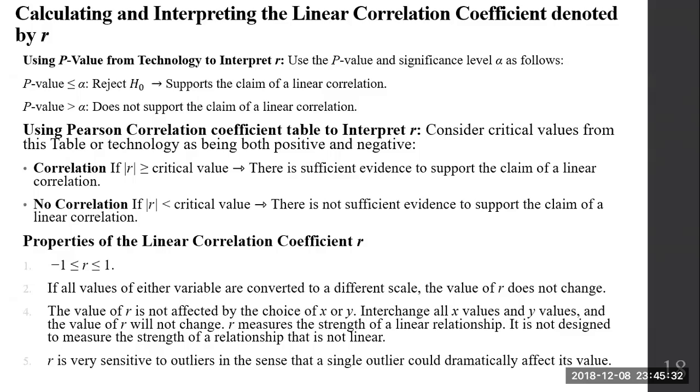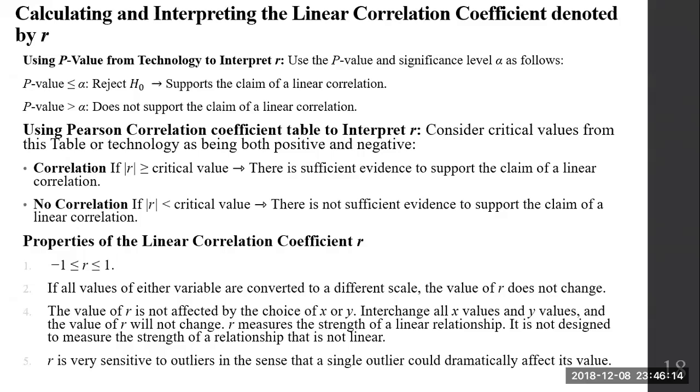Using a Pearson correlation coefficient table to interpret R, consider the critical value from the table or technology as being both positive and negative. If the absolute value of R is greater than or equal to the critical value, that implies there is sufficient evidence to support the claim of linear correlation. No correlation: if the absolute value of R is less than the critical value, that implies there is not sufficient evidence to support the claim of linear correlation.